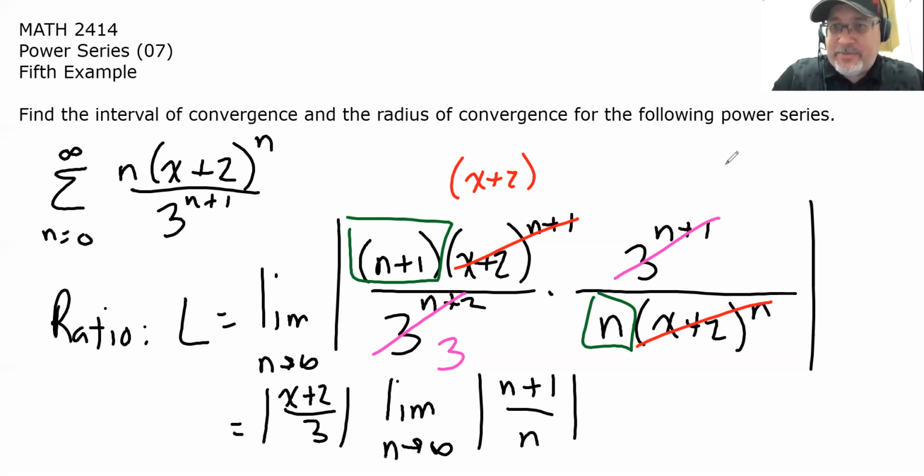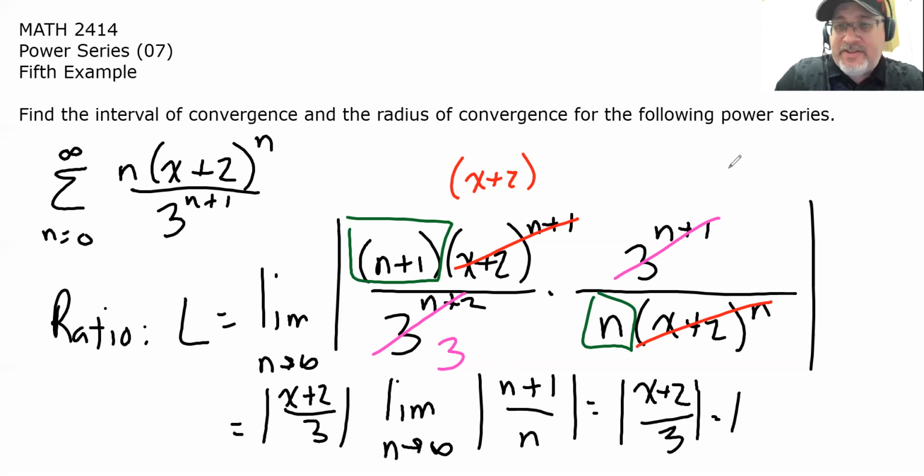But this is a limit we've seen before. It's just the limit of the ratio of two polynomials. The degrees match, so the limit is the ratio of their leading coefficients, 1 over 1. That limit is equal to 1. And so we have the absolute value of x plus 2 over 3 times 1, but anything times 1 is itself. So there's our limit. Now we just have to put that less than 1, solve the following inequality, and check the endpoints for convergence.